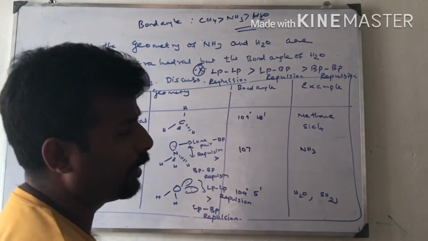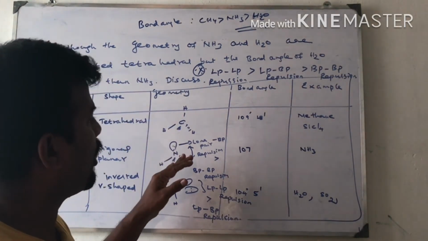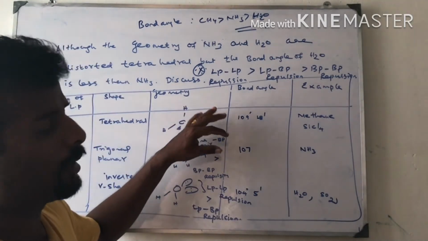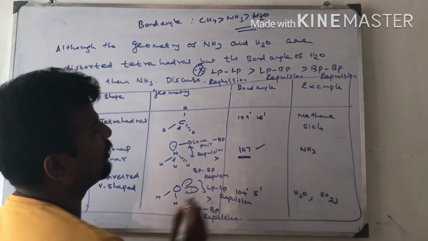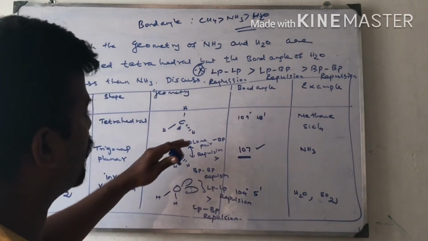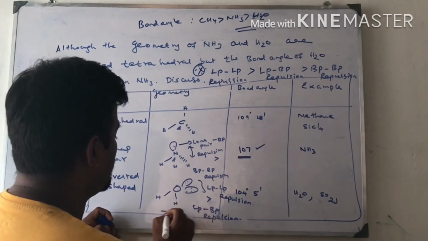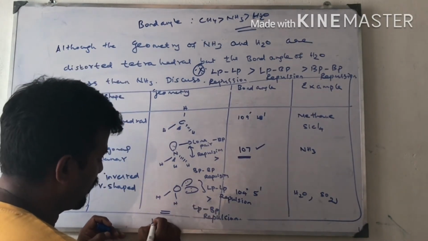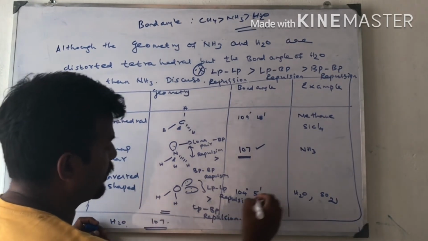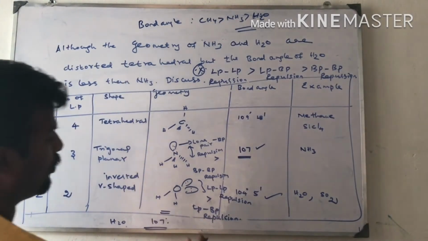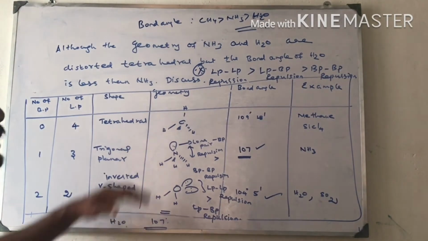So actually the bond angle of ammonia would be 109 degrees. But due to the lone pair bond pair repulsion, the bond will be further contracted and you get the value of 107 degrees. So that is why the lone pair further decreases this bond angle. Here actually the bond angle of water would be 107 degrees, but due to the lone pair effect, it decreases to 104 degrees, 104 degree 5 minutes. That is the thing I am going to explain here.